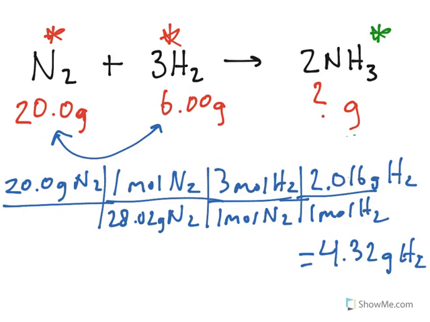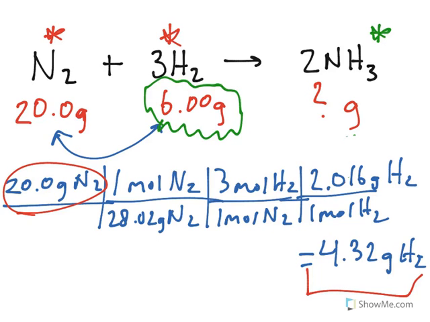Now we have to understand what this means. This means if you needed to use up 20 grams of nitrogen, you would need 4.32 grams of hydrogen. We have 6 grams of hydrogen. That is more than enough. It's more than 4.32, which means it's more than enough to react with the 20 grams of nitrogen. So that again proves to us that nitrogen is our limiting reactant.